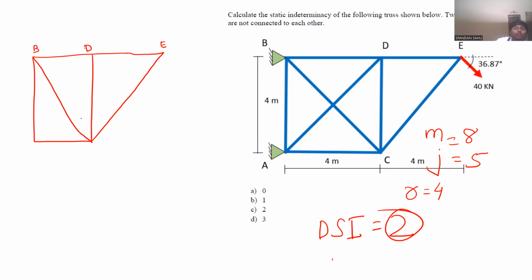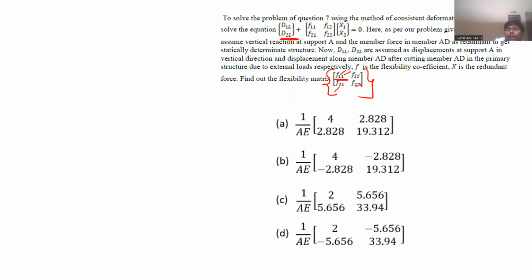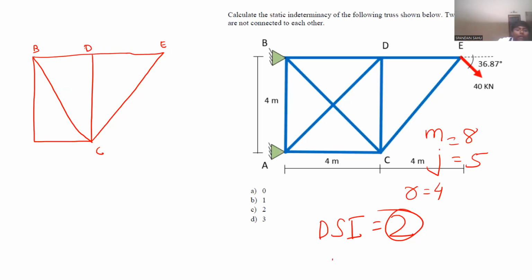So the structure will look like this, and the 2 redundants they have given. The first redundant should be taken as vertical reaction at support A. Vertical reaction at support A means it will turn to roller. So 1 reaction. The other reaction we have released, that is AY, is redundant. Now one more redundant will come, that is in the form of member force AD. That I will draw there because otherwise complication will increase.